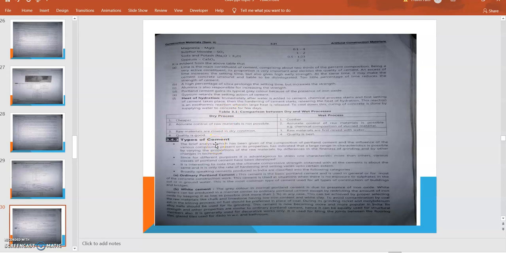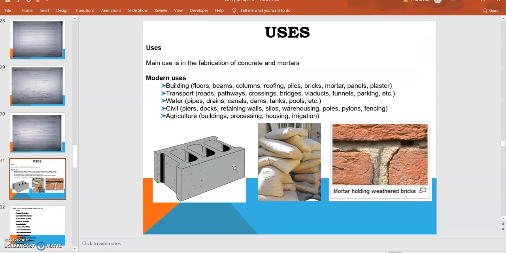So what are the different types of cement? That is ordinary Portland cement, white cement.